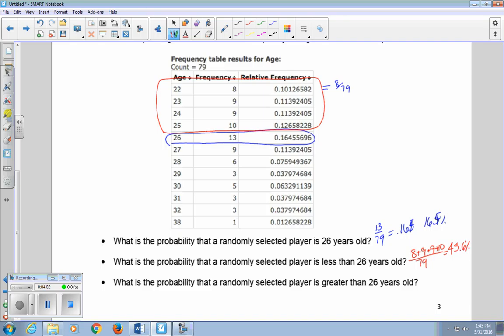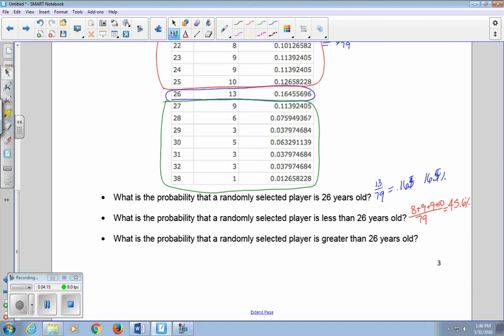And what is the probability that a randomly selected player is greater than 26 years old? Again, we're looking at all of the rows that would be greater than 26. We have 2 choices. We could sum up all of these numbers, 9 plus 6 plus 3 plus 5 plus 3 plus 3 plus 1. Or we can know that 79 players are the total, minus the 36 that we found in the previous part, and minus the 13 that are 26 years old. That comes out to be 30 over 79, which is equal to 37.97%.